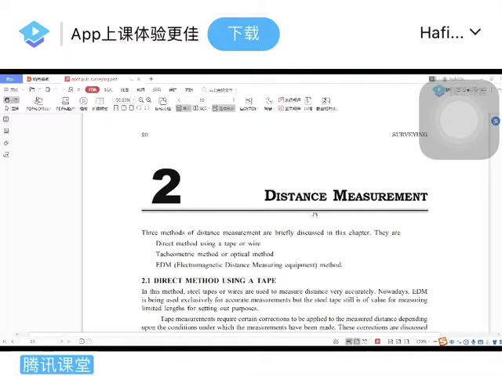When we come to chapter two, we talk about how to measure distance, and it seems like it's three-year-old kid stuff. Every kid, if they hold a tape, knows how to do the measurement. It's not rocket science. It's basic knowledge.